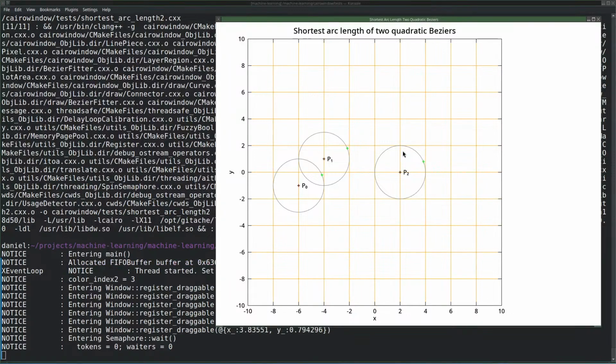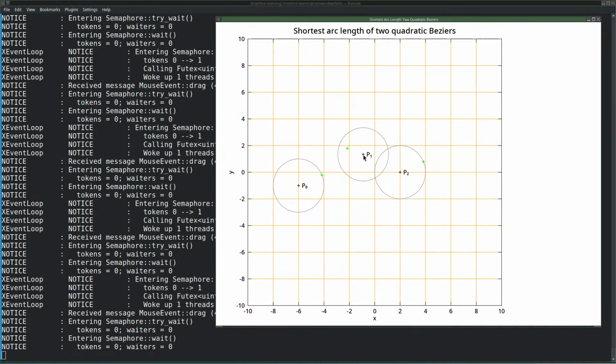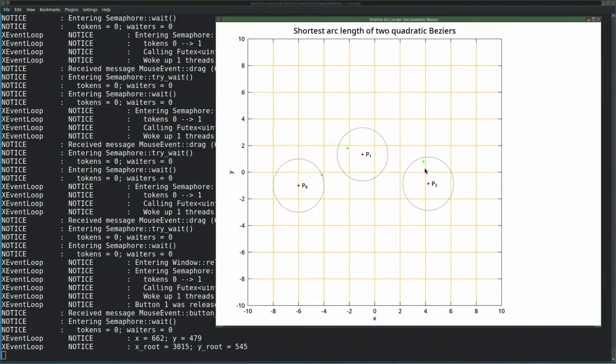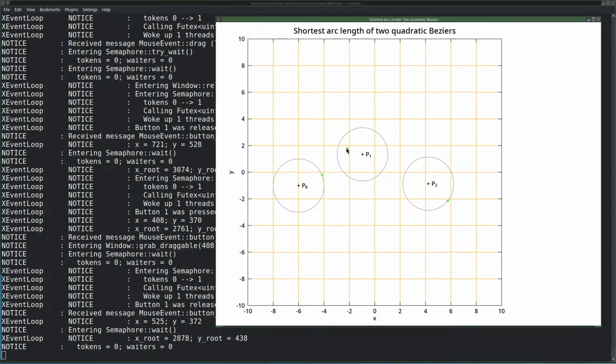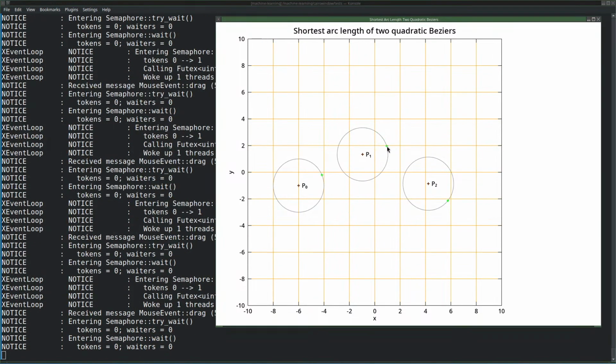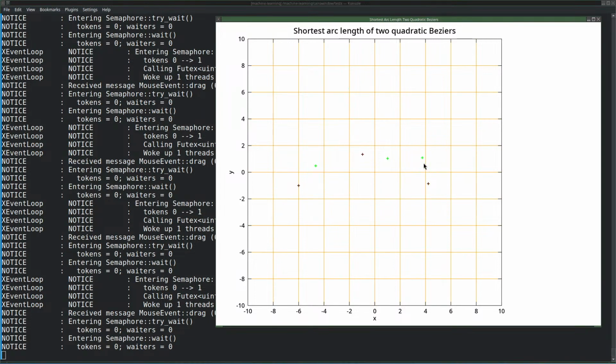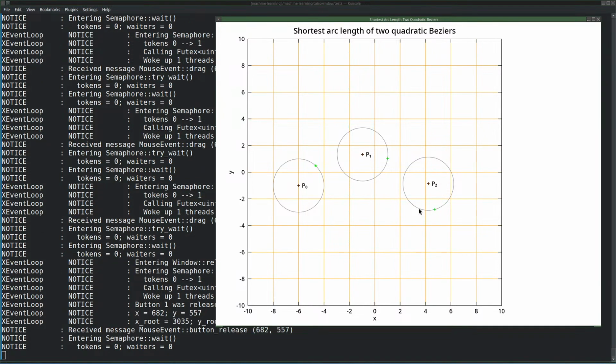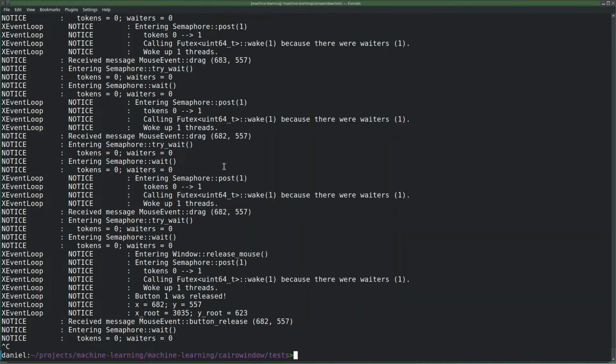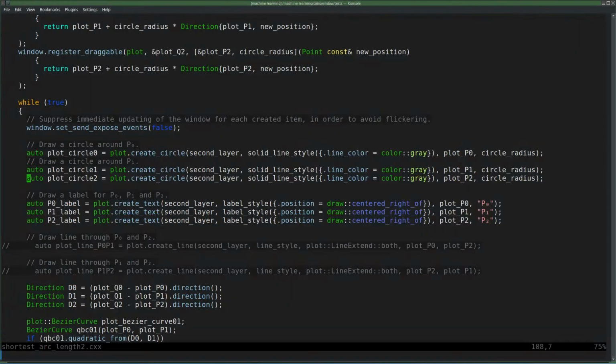Ta-da! 3 circles. The 3 circles. 1, 2, 3. I move this there and this, oops, to the other side, and they all point in the same direction. Still nothing. Okay, that's not nice. What did I do? Did I just screw everything up?